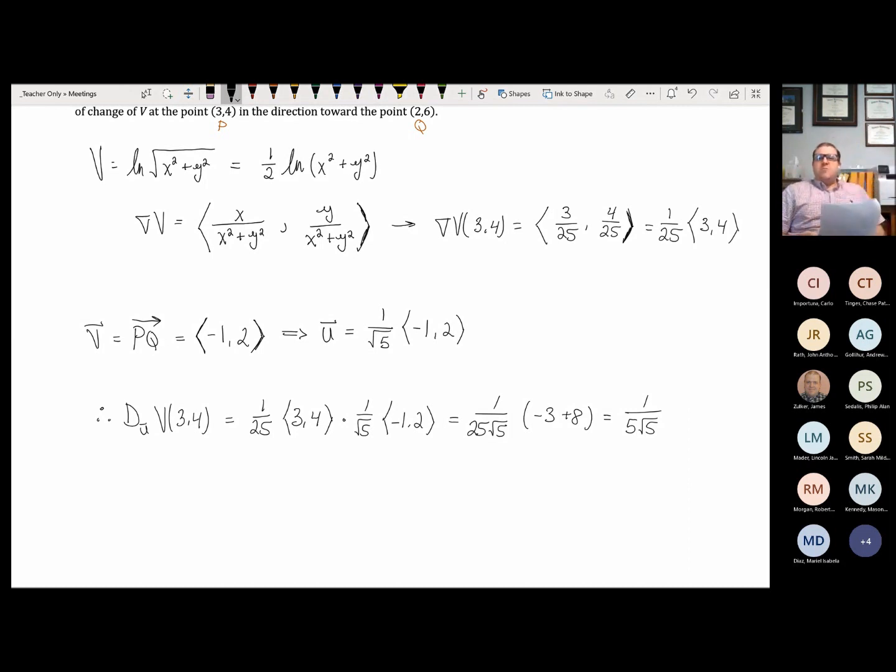And so again, our rate of change would be 1 over 5 root 5, and then the units would be whatever the unit of the electric potential would be. I actually don't remember what that is off the top of my head. Per units of the magnitude of the direction vector, probably be like meters or something. Yes, this one, okay.